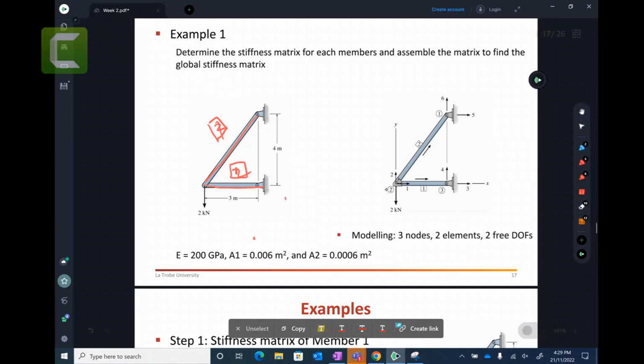The number in the circle represents the node numbering. So how many nodes are there?